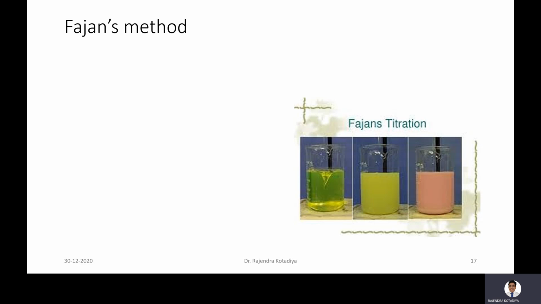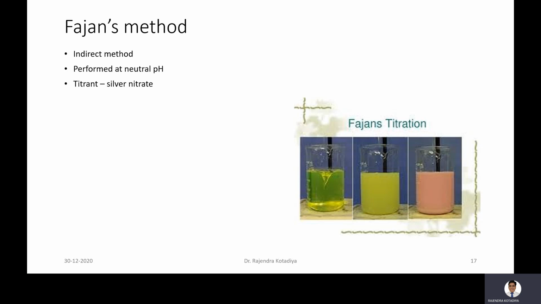So dear students, now in this lecture we will talk about Fajan's method. That is the third type of precipitation titration. It is an indirect method, just like Volhard's method, where you will find the concentration of halides indirectly, which is performed at neutral pH.